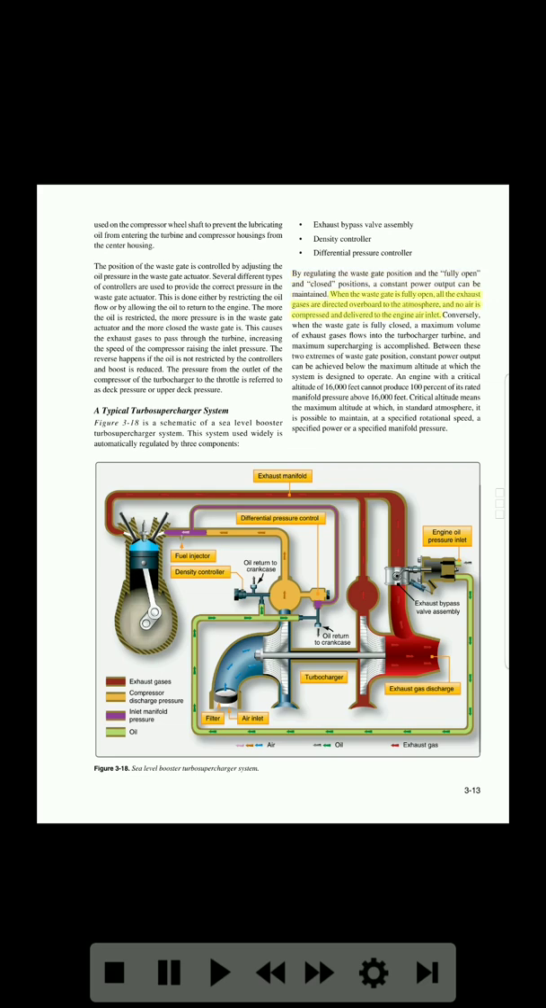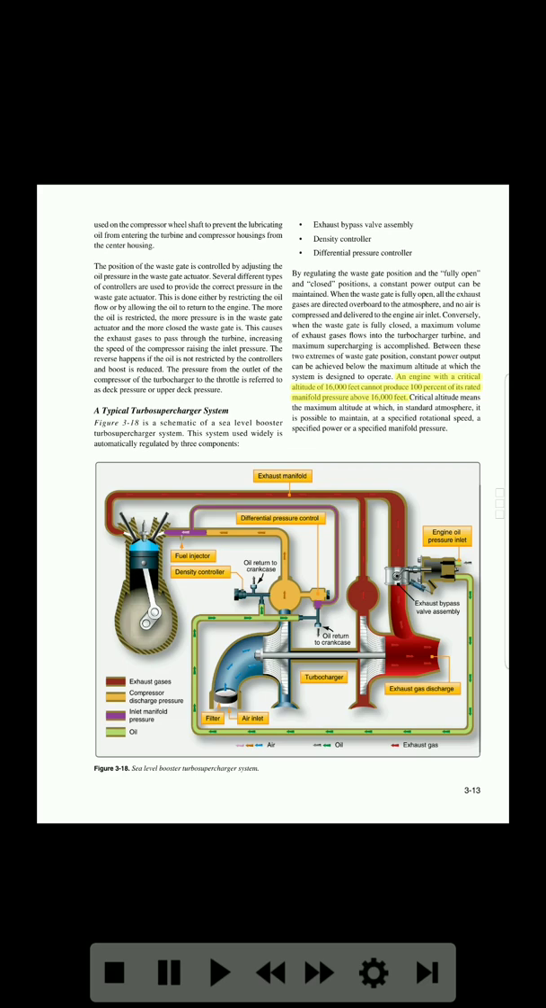When the wastegate is fully open, all the exhaust gases are directed overboard to the atmosphere, and no air is compressed and delivered to the engine air inlet. Conversely, when the wastegate is fully closed, a maximum volume of exhaust gases flows into the turbocharger turbine, and maximum supercharging is accomplished. Between these two extremes of wastegate position, constant power output can be achieved below the maximum altitude at which the system is designed to operate.